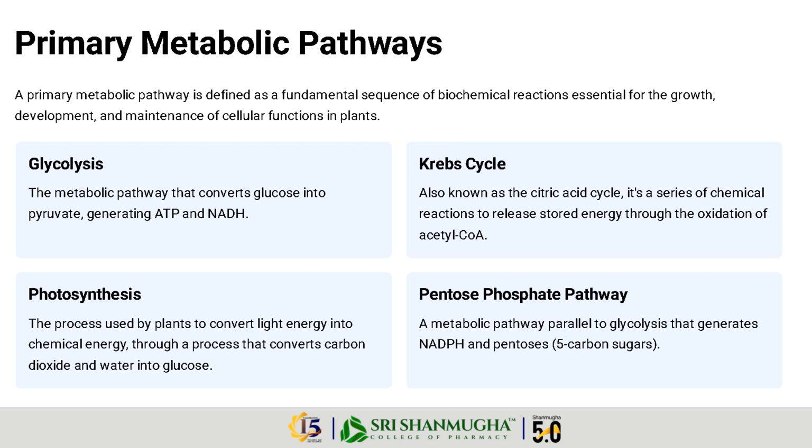Let us briefly recall primary metabolic pathways. Glycolysis converts glucose to pyruvate, producing ATP and NADH. The Krebs cycle, the citric acid cycle, oxidizes acetyl CoA to release energy. Photosynthesis converts light energy into chemical energy, forming glucose. The pentose phosphate pathway generates NADPH and 5-carbon sugars. Understanding the difference between primary and secondary metabolism is fundamental.